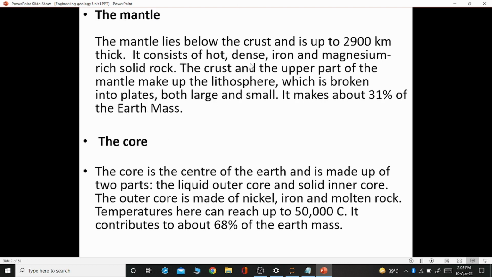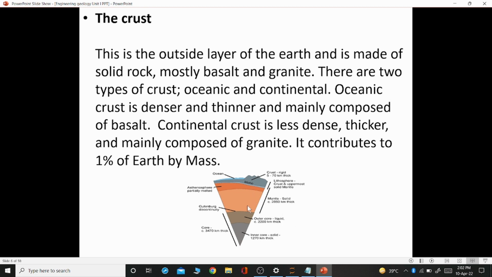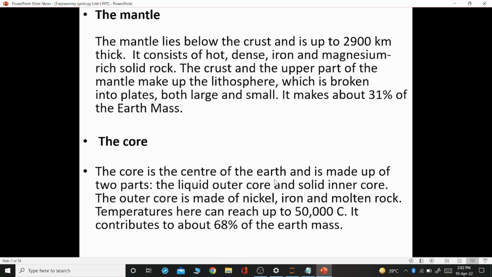The second layer, the mantle, lies below the crust. So this is the mantle. It lies below the crust and is up to 2,900 km thick. It consists of hot, dense iron and magnesium rich solid rocks. The crust and the upper part of the mantle make the lithosphere, which is broken into plates, both large and small. It makes about 31% of the earth mass.